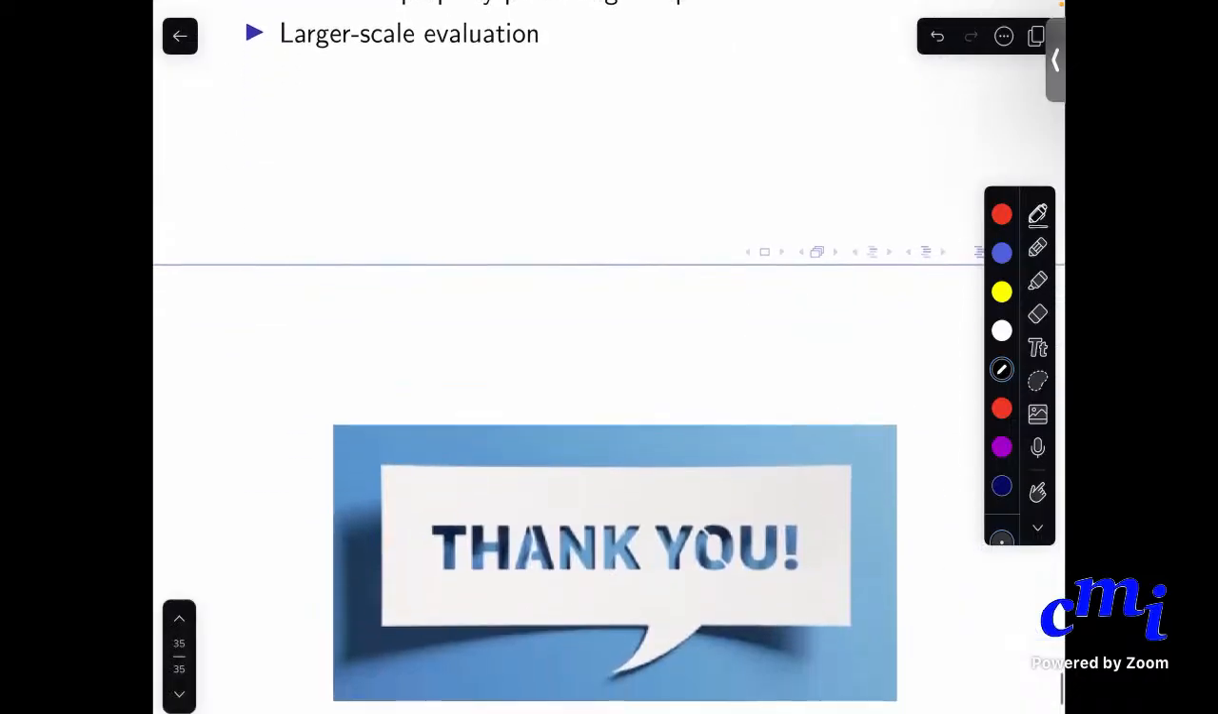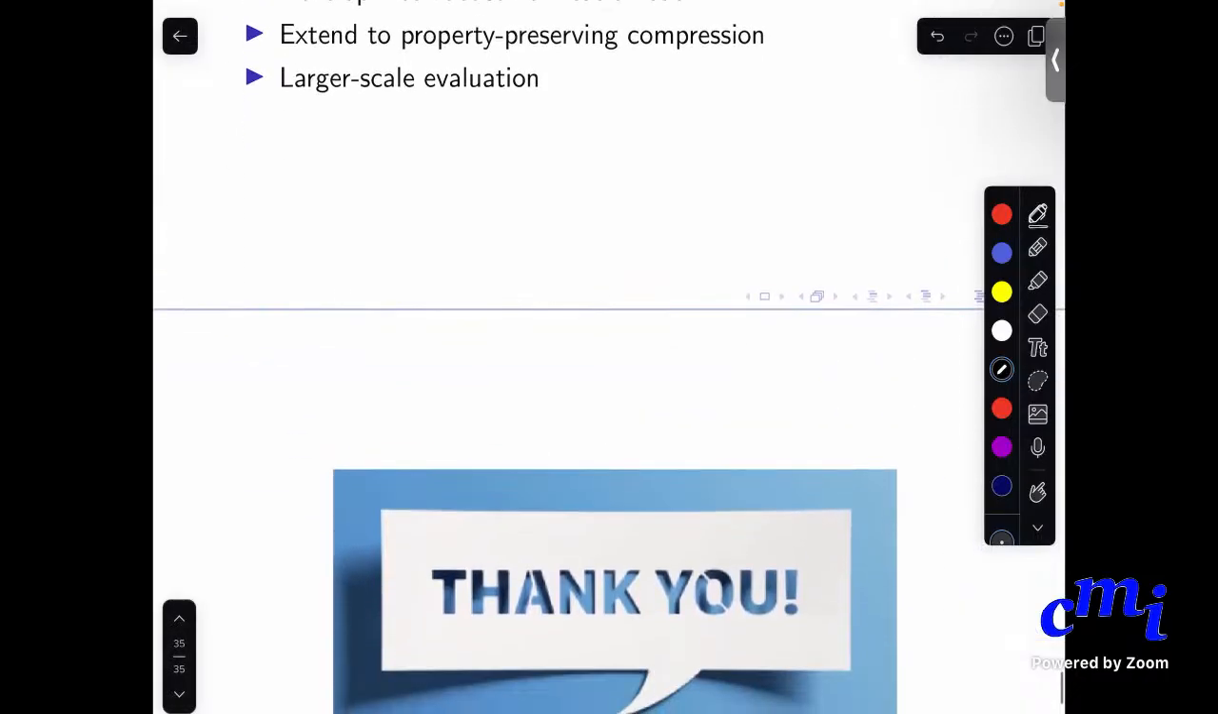Extending to property preserving compression, what does that mean? That is something similar to what the GaiCats people did, that Pranika talked about. Having some reduction, property guided, sensitive reductions. Okay.